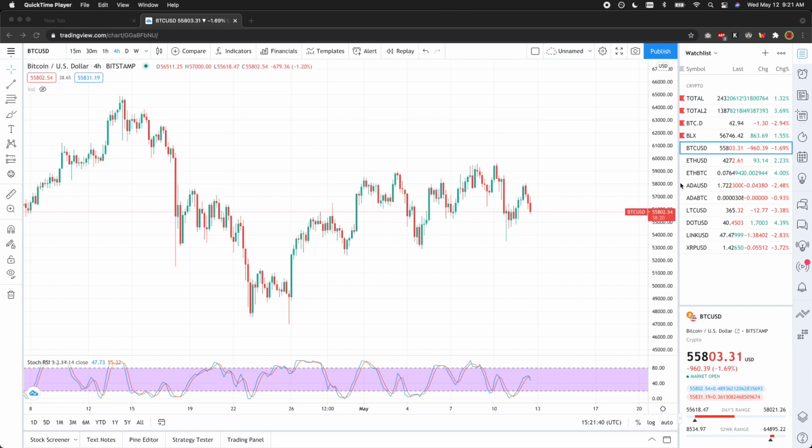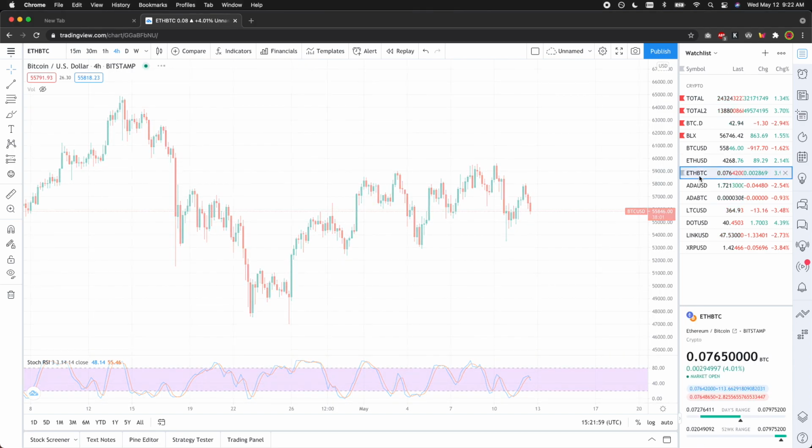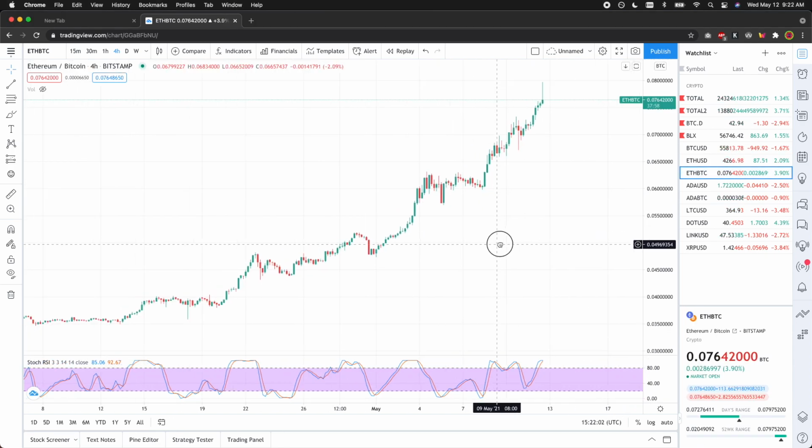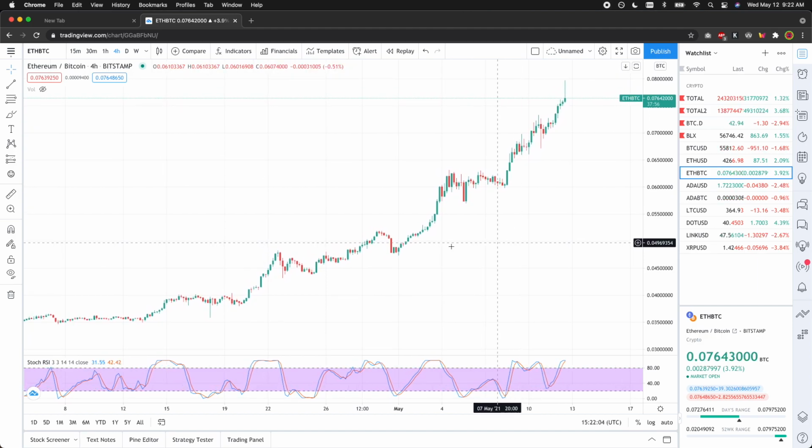Now, on TradingView, you will find a currency pair of just about every coin under the sun to Bitcoin. So you can see here I've already created in my watch list an Ethereum BTC chart. So instead of Ethereum to the US dollar, we're looking at Ethereum to Bitcoin. And if I click on this, we'll have a new chart come up, and we can see that the strength of Ethereum relative to Bitcoin has been on a huge uptrend.